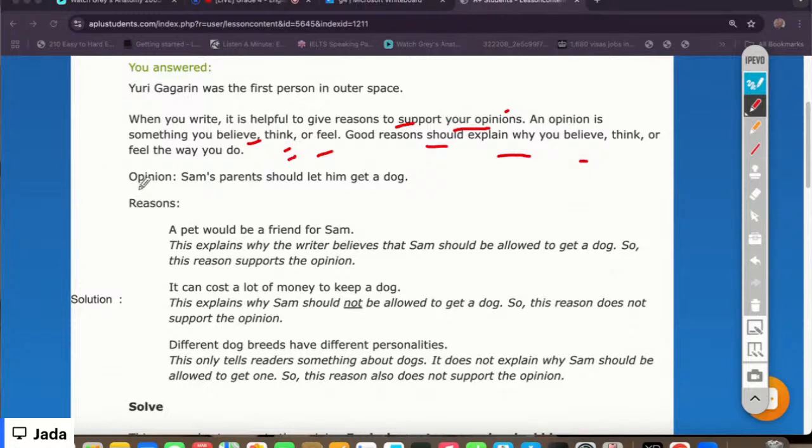All right. So we have opinions. Sam's parents should let him get a dog. Reasons: a pet would be a friend for Sam. This explains why the writer believes that Sam should be allowed to get a dog. So this reason supports the opinion. Then, it can cost a lot of money to keep a dog. This explains why Sam should not be allowed to get a dog.